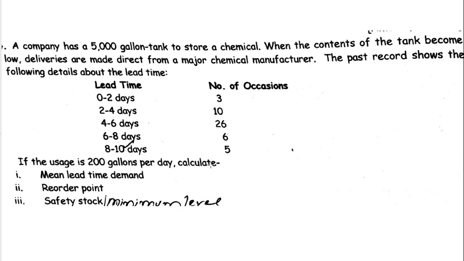If the usage is 200 gallons per day, calculate mean lead time demand. What does it want from mean lead time? We have to calculate first of all the mean lead time. Mean lead time means average lead time, because we have number of situations, 3 times this happened, 10 times, 26 times. So on an average how much lead time there was, that we have to calculate, right? So we will apply the statistics here. To calculate this, we will apply the statistical formula here.